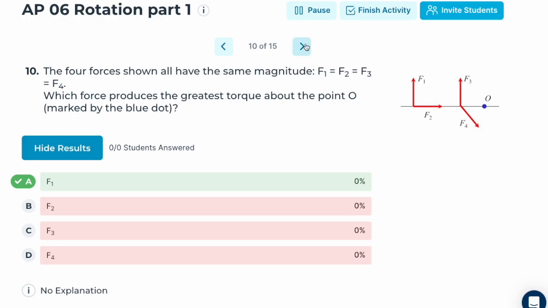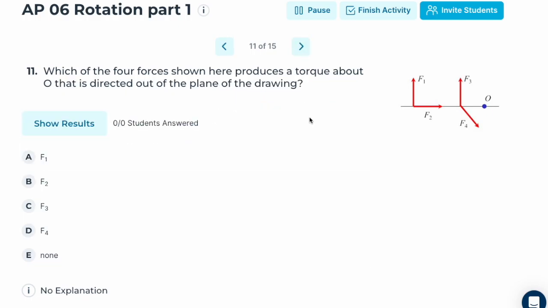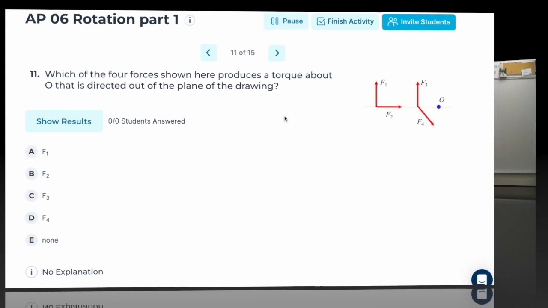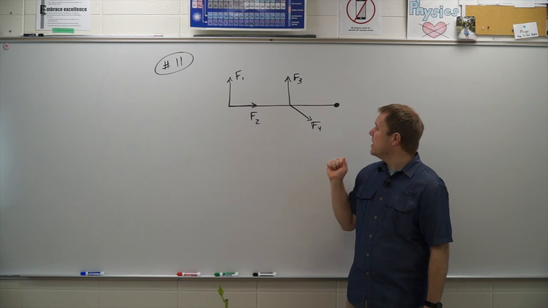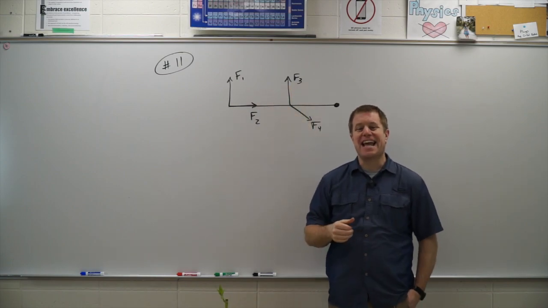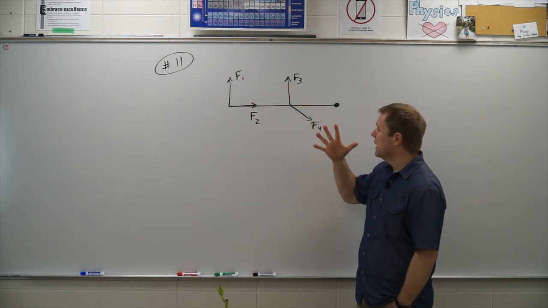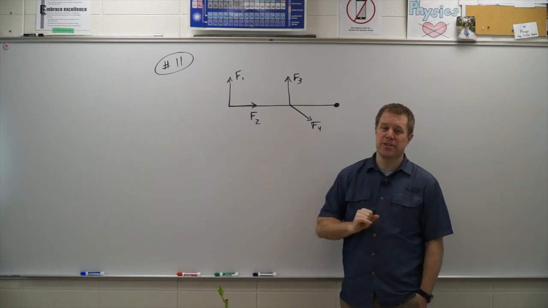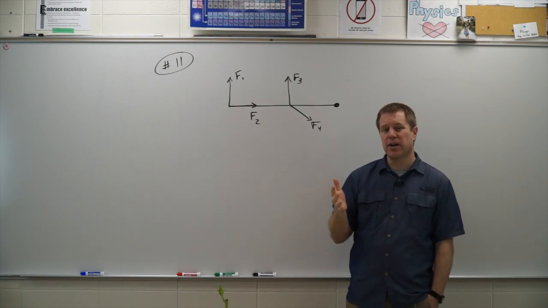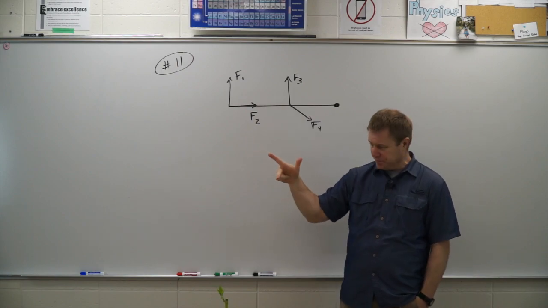Correct answer, A. Number 11: which of the four forces shown here produces a torque about the axis O that is directed out of the plane of the drawing? Let's take a look. We're going to try and figure out which one of these four torques is out of the board, out of the plane here. F2 does not produce any torque, so it's not that one. So the rest of them we're going to have to use our right-hand rule for.